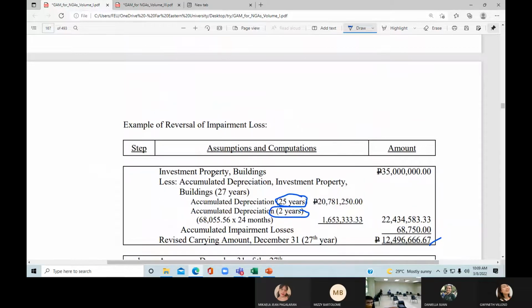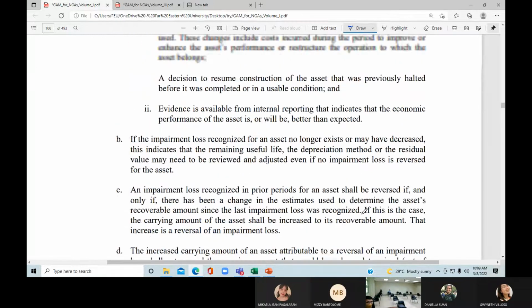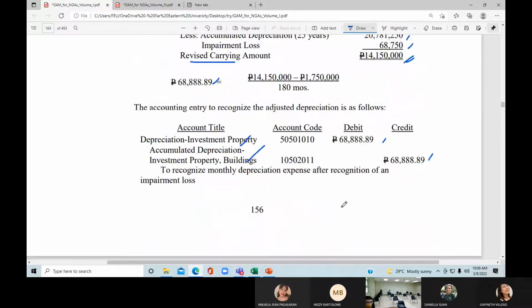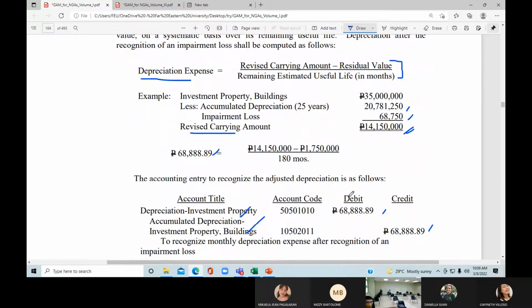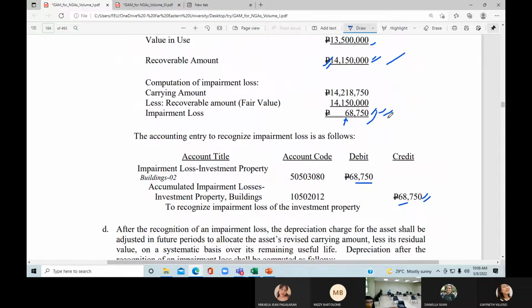Example niyan, investment property, 35 million. Then, ito yung accumulated depreciation niya nung first 25 years, 20,781,250. Then, subsequent years, nag-impair ka nga, so nag-iba yung depreciation mo. Naging 1,653,000. Then, accumulated impairment losses is 68,750. Tama ba? So, yung revised carrying amount should be the recoverable amount, no?